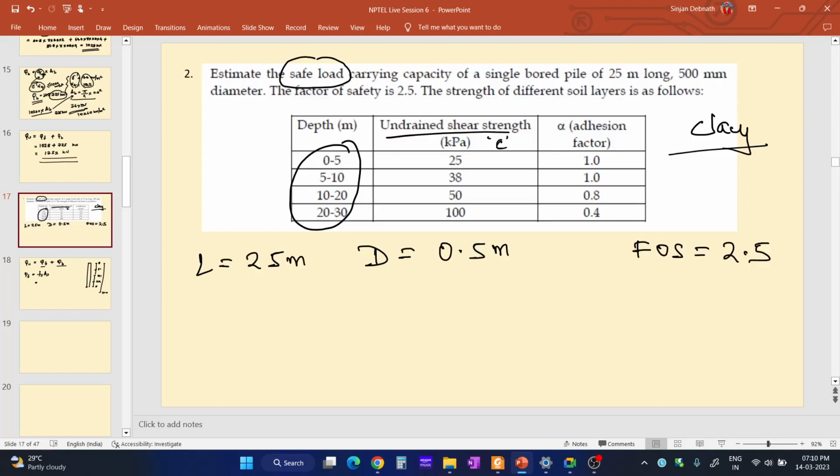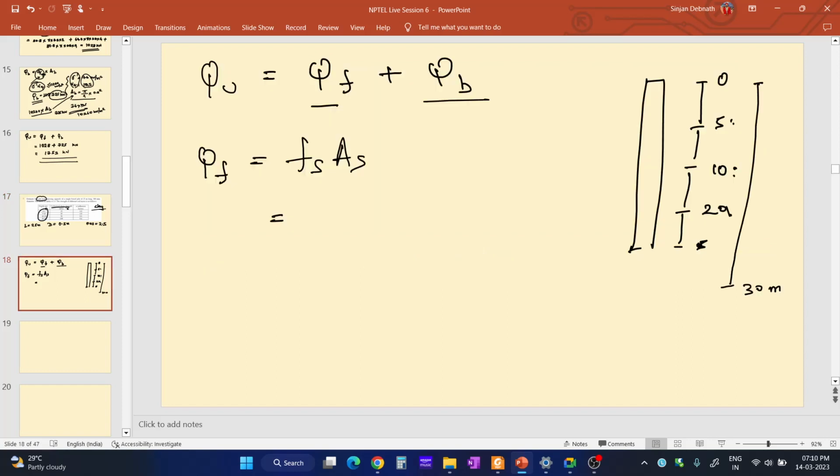But the length of the pile is 25 meter. So that means the last depth will be 25. So the thickness of this portion is 5 meter, this thickness is also 5, this thickness is 10, and this thickness is 5.